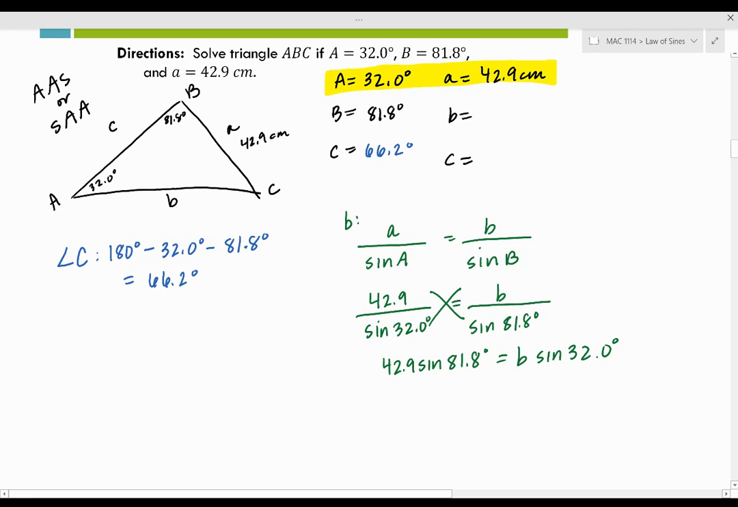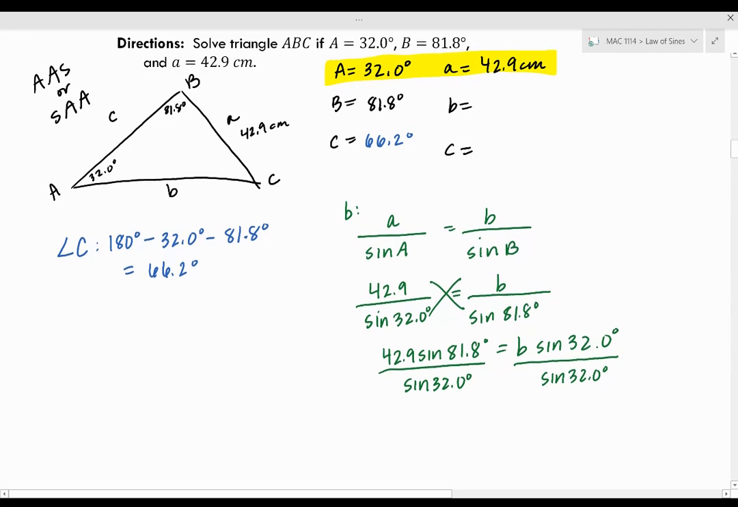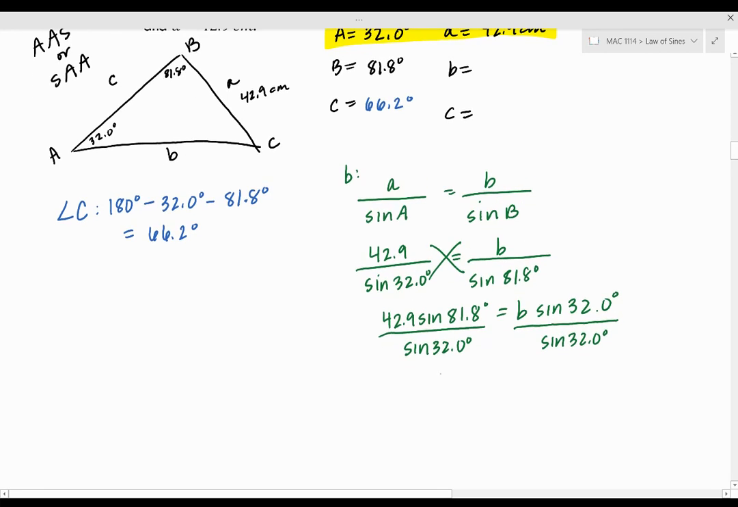All right, now my goal is to get b by itself, so that means that b needs to be isolated. So I'm going to divide both sides by sine of 32 degrees. Okay, so that means that b is going to equal 42.9 times the sine of 81.8 degrees divided by the sine of 32 degrees.